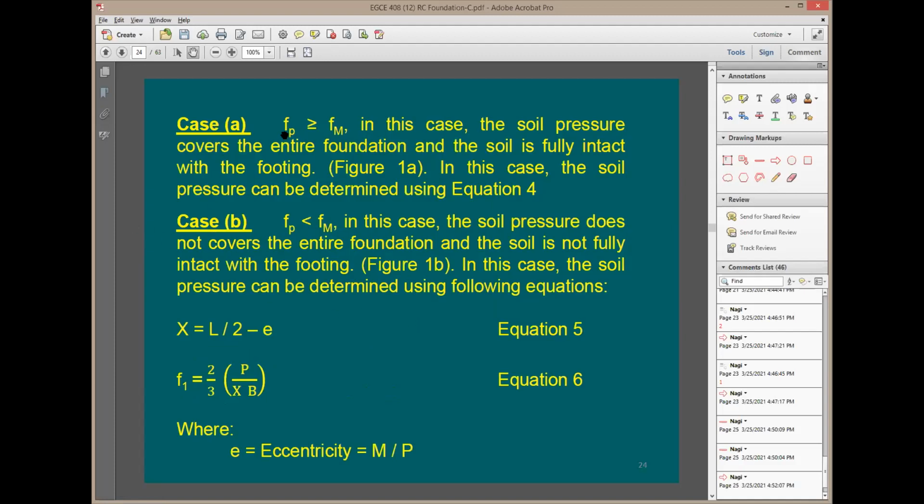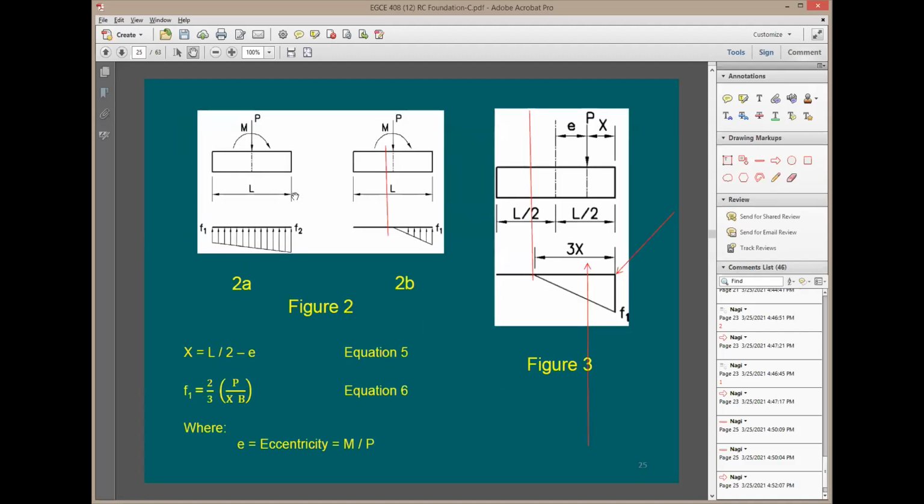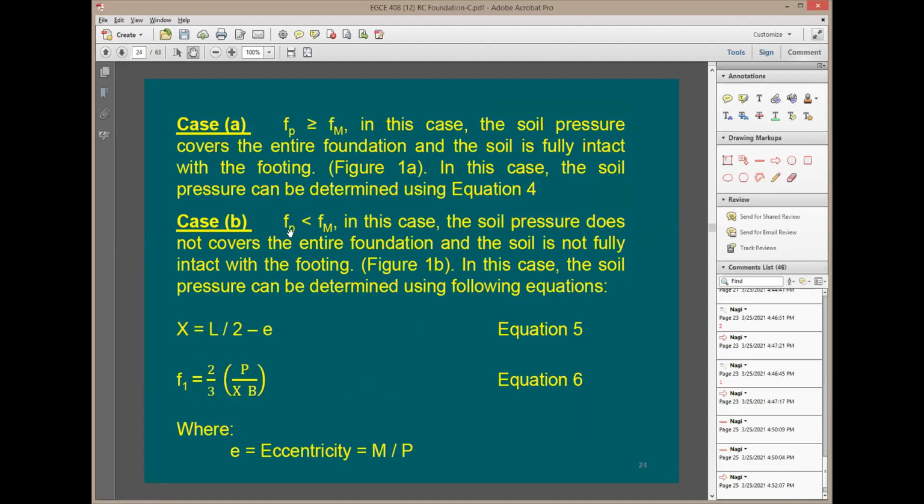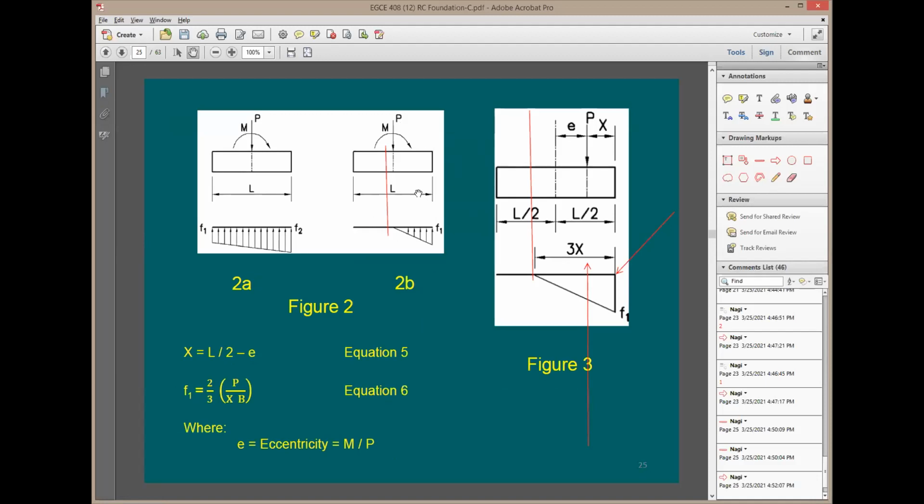If the stress value due to axial load is going to be more than F sub m, you end up with this case 2a. If F sub p, which means that you don't have enough axial load to balance this footing, in this case, you're going to have something like this, and the foot is going to be lifting up. No contact between the footing and the soil on this side, and the maximum pressure F1 is going to be given by this equation. Any questions?